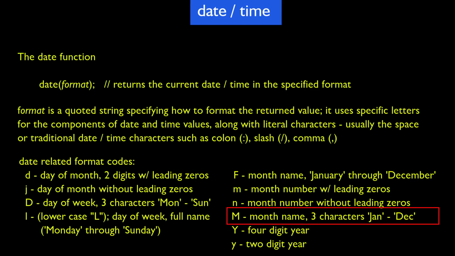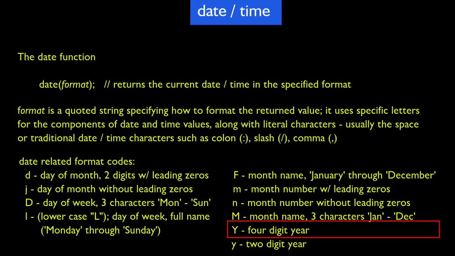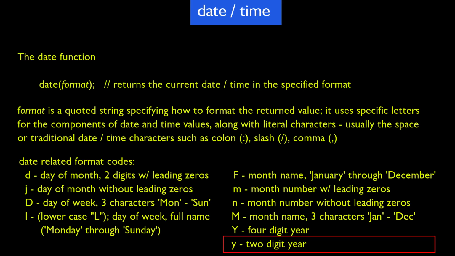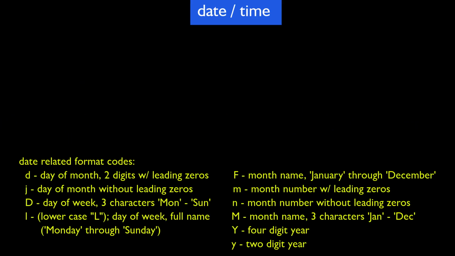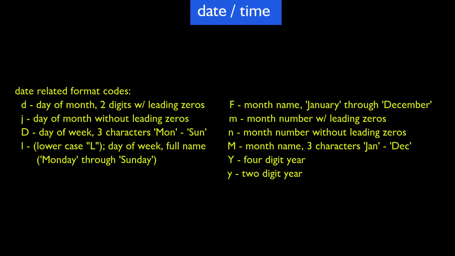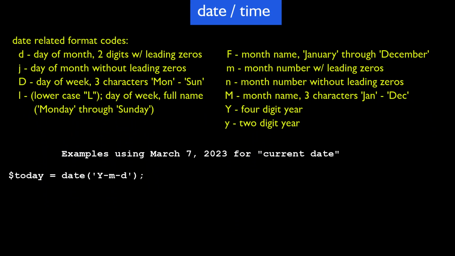Uppercase M returns the month name, just 3 characters, Jan through Dec. Uppercase Y returns the year in 4 digits, and lowercase y returns the year in 2 digits. So, some possible formats and their corresponding return values, using March 7th, 2023 as the current date.